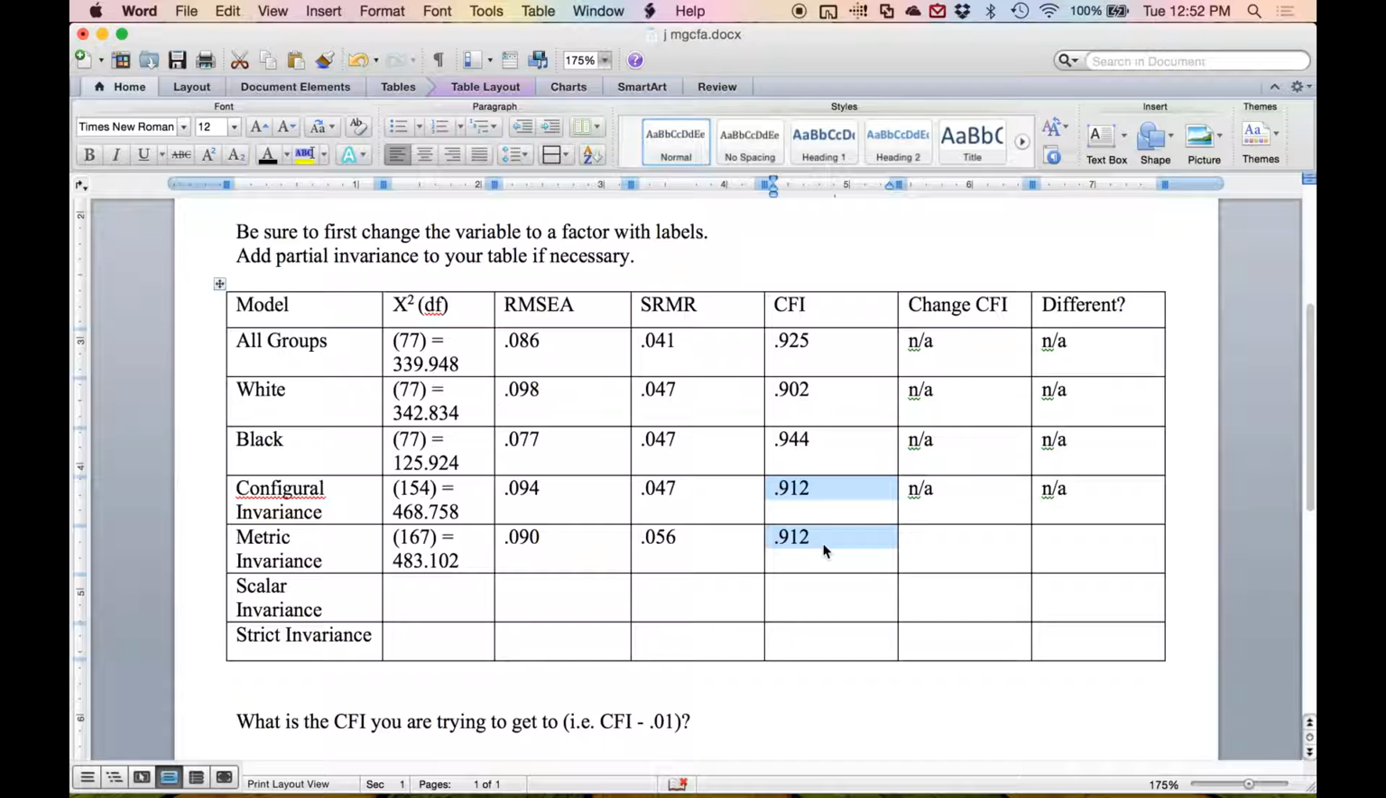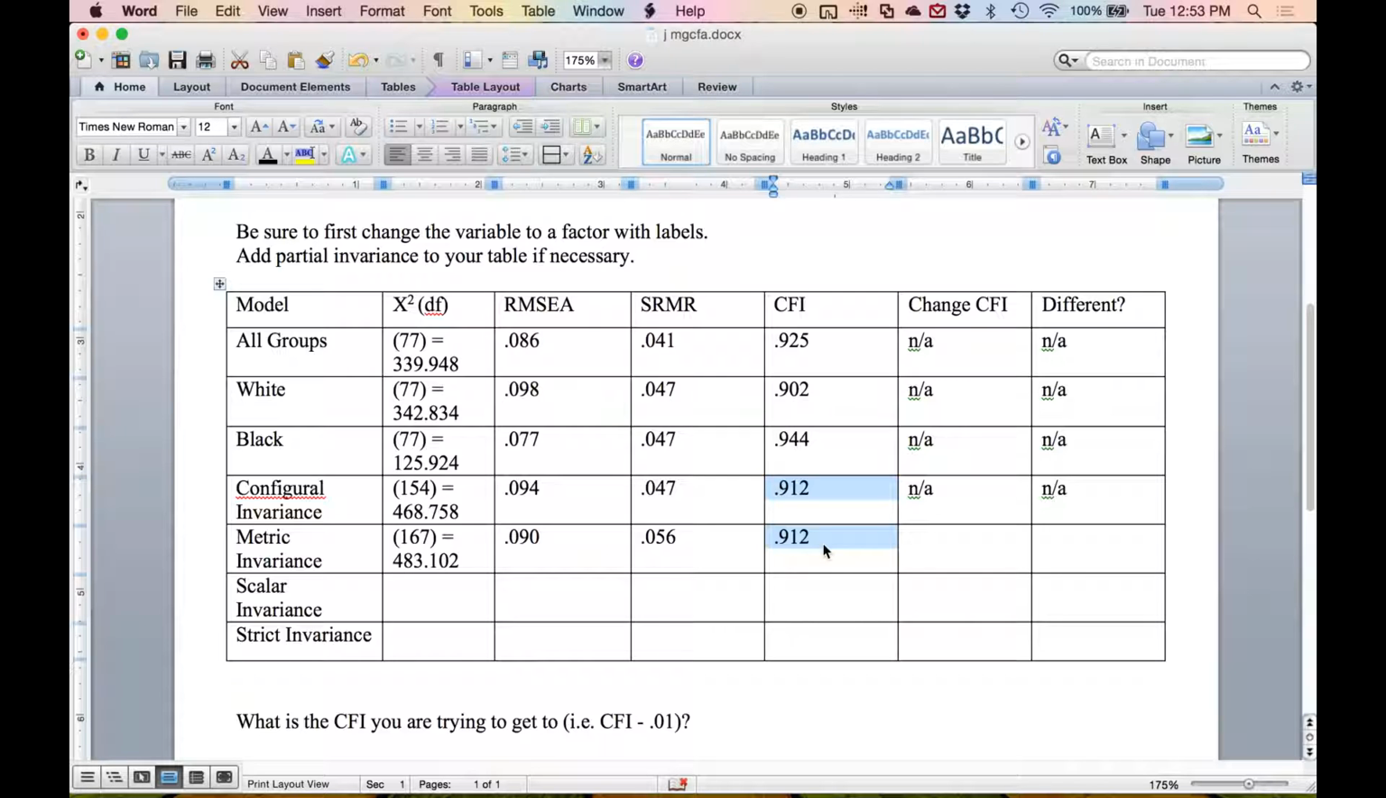They've written several papers on this exact issue, on partial invariance and how to compare invariance models. One of the rules they use is a change in CFI. The change in CFI needs to be less than 0.01 for the models to be the same. If it's greater than 0.01, the models are different.